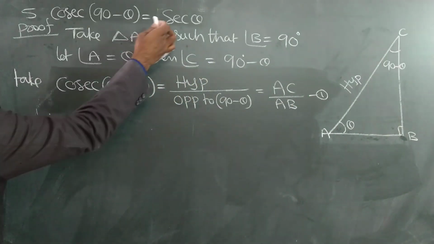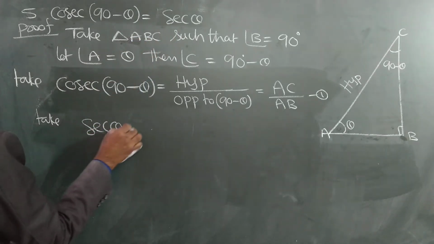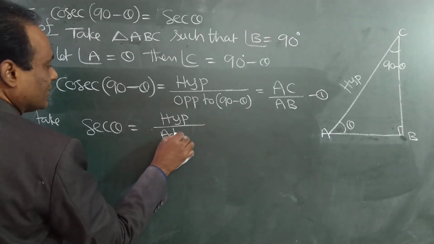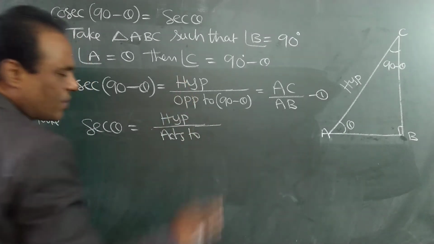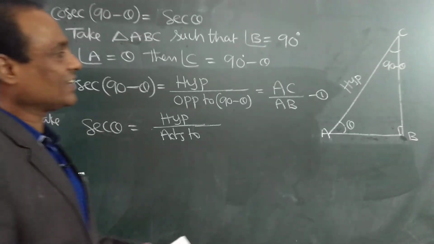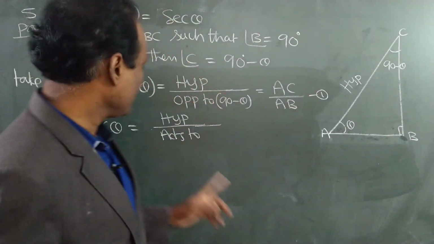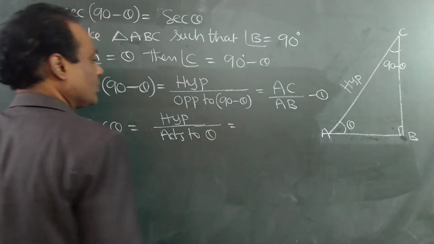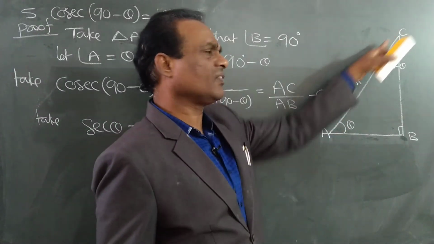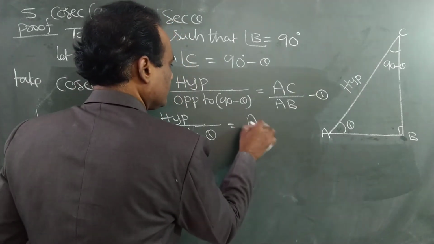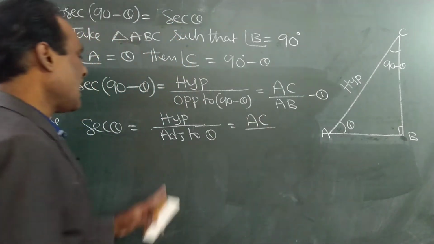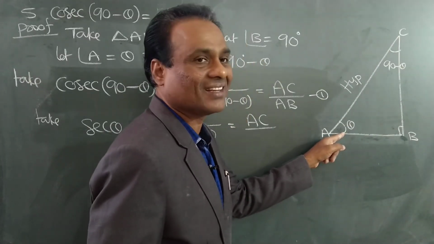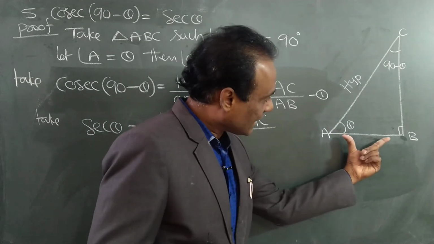Secant theta. Secant definition is hypotenuse by adjacent. Hypotenuse only, but adjacent to what? Adjacent to this angle or adjacent to this angle? What is the angle here? Theta. So adjacent to theta we have to write. See, hypotenuse is always AC, no doubt. By adjacent for this angle. For this angle, adjacent means the attached side. What is the side attached to this angle? AB.